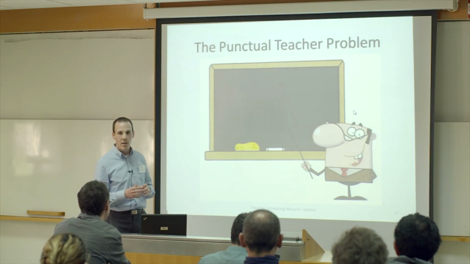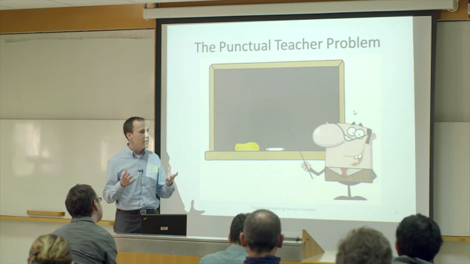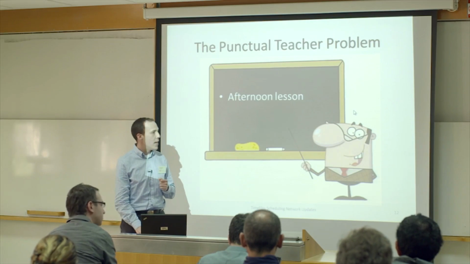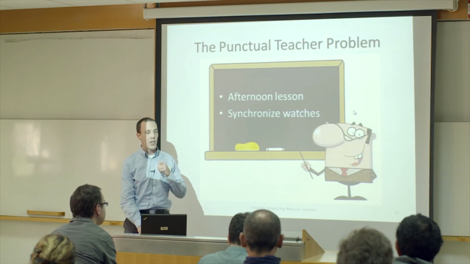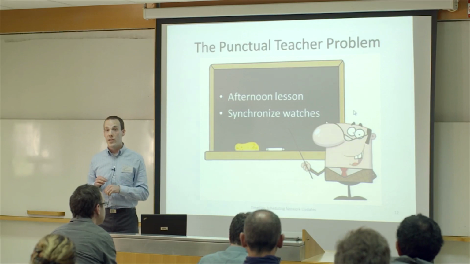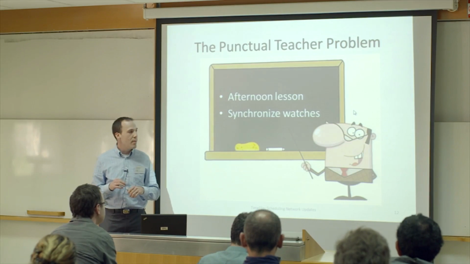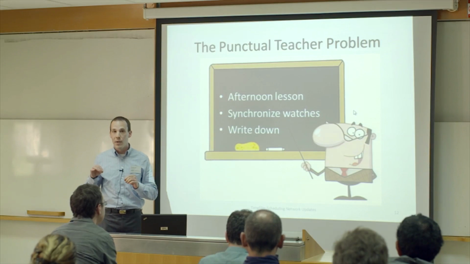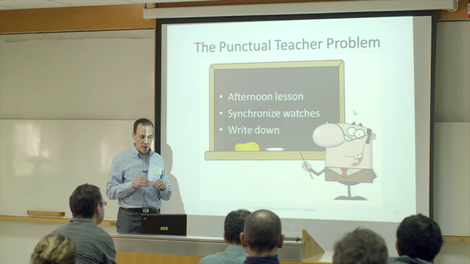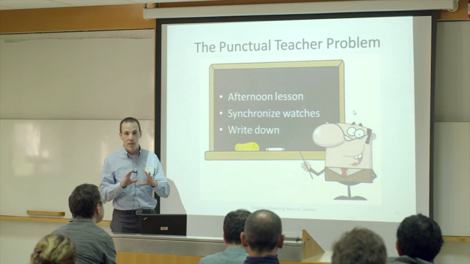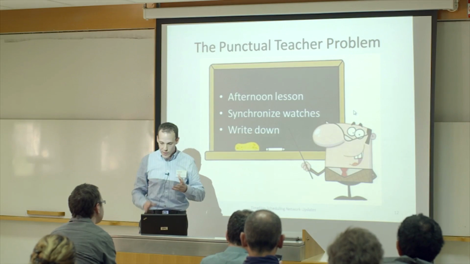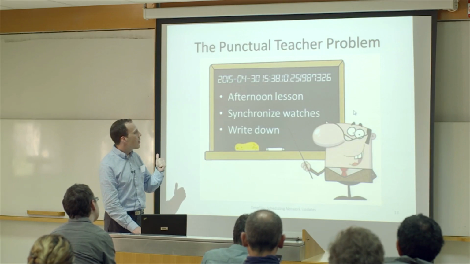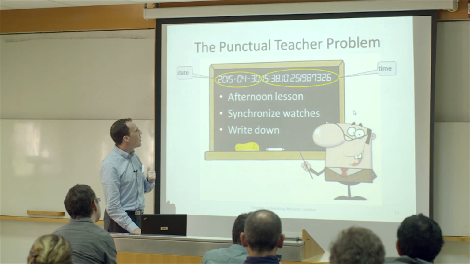To explain these two principles, we discuss this example. Consider a first grade school teacher who wants to schedule an afternoon lesson, and it's very important for him to be punctual. So he makes all the students synchronize their watches to his own, and he makes the students write down the exact time at which the lesson is supposed to start, because he wants them to remember it. Now at first the teacher considers starting the lesson at this time. This is the date and this is the time.